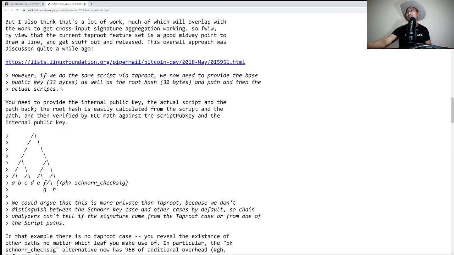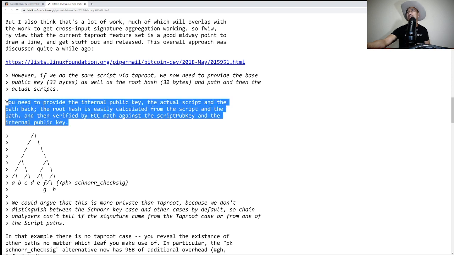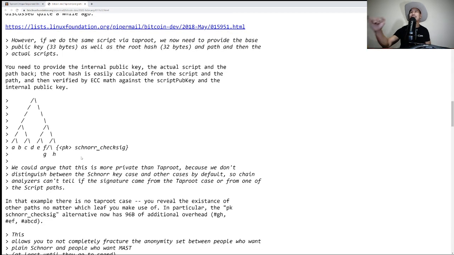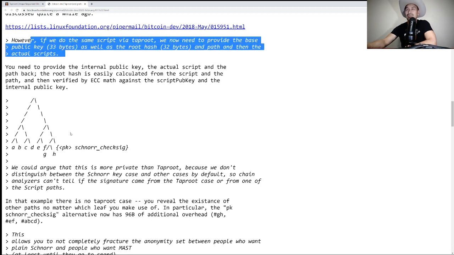However, if we do the same script via Taproot, we now need to provide the base pub key as well as the root hash and path, and then the extra scripts. You need to provide the internal public key, the actual script, and the path back. The root hash is essentially calculated from the script and the path, and then verified by ECC math against the script pub key and the internal pub key. So he's correcting sort of a mistake that the group made in terms of the calculation.